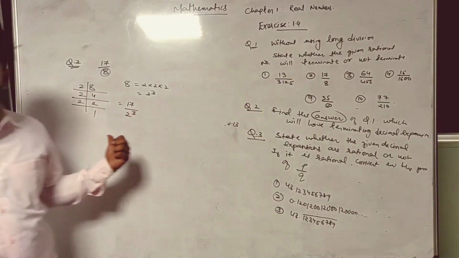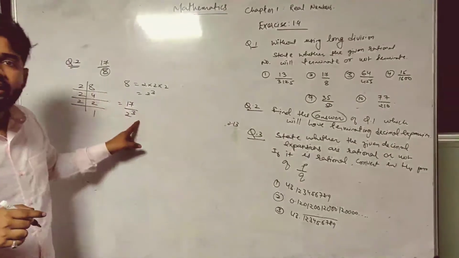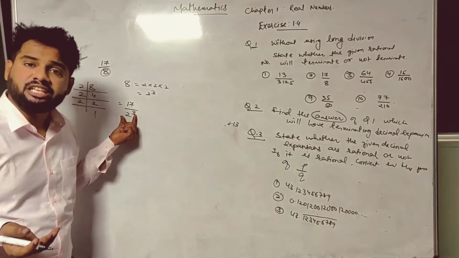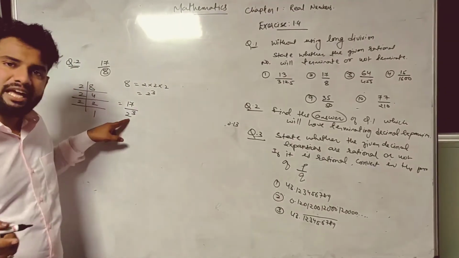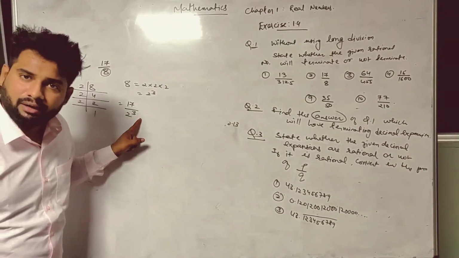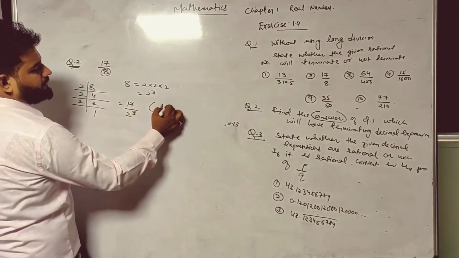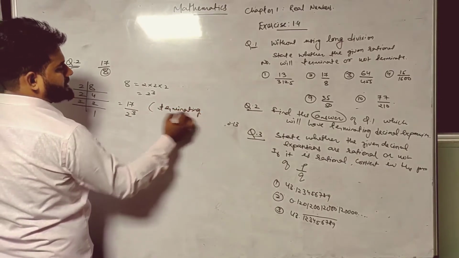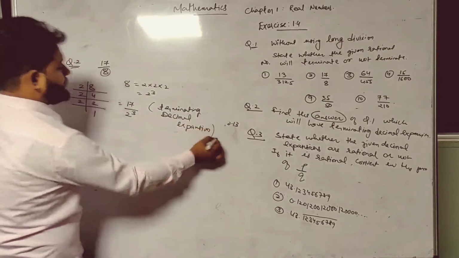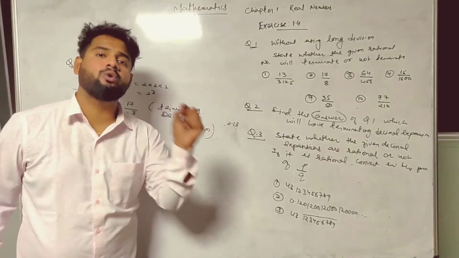Are you getting any prime number other than 2 and 5? No, you are not getting any other prime number. What are the only prime numbers required in the denominator? Only 2 and 5. Only 2 is allowed, only 5 is also allowed, and 2 and 5 both are allowed. So we are not getting any other prime number apart from 2 and 5. So simply write down, it will have a terminating decimal expansion. Now that you have the terminating decimal expansion, what is the next job? You have to solve question number 2 also. You have to get the answer without doing the long division.